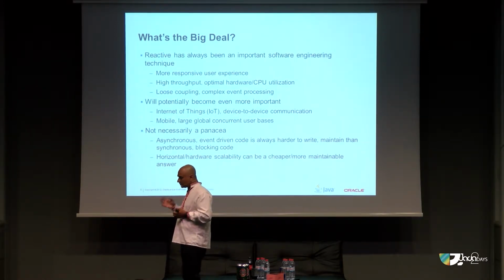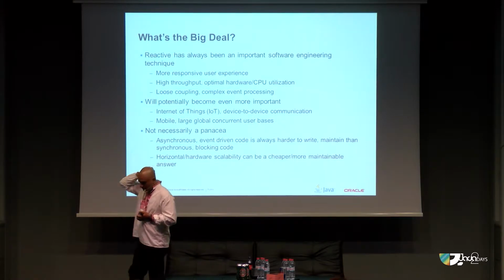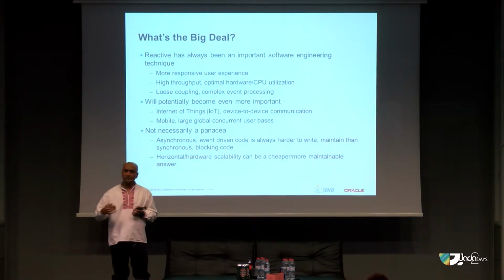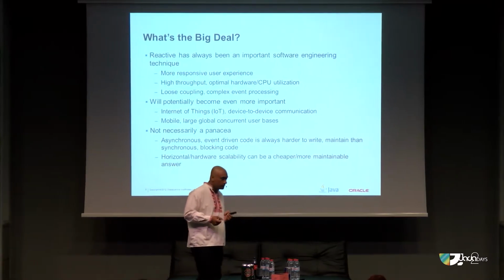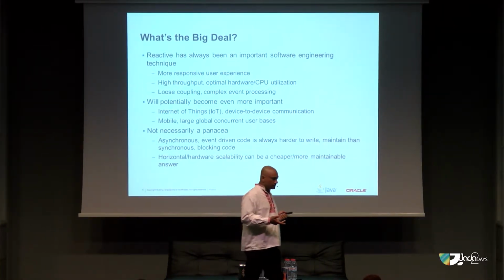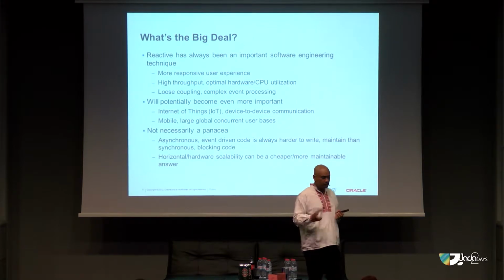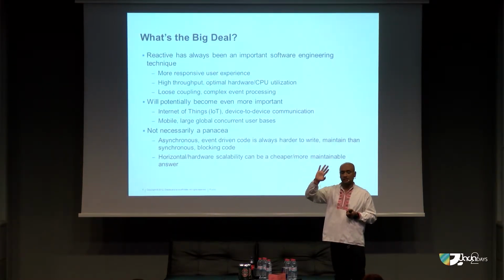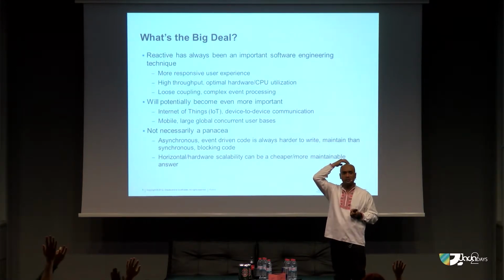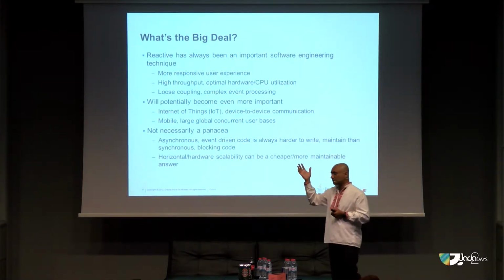There are two principal drivers that I see that are reasonable in why we need to think more about reactive programming than we used to in the past. One is that the nature of the internet is actually changing. How many people here have heard of the term IoT, Internet of Things? Excellent. So what's the basic problem here?